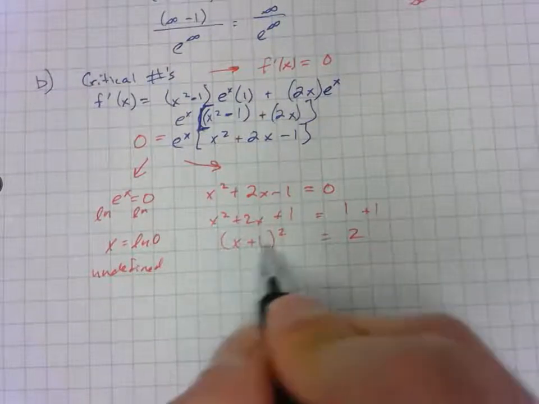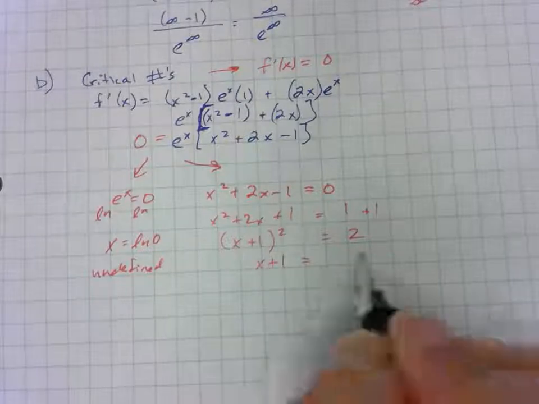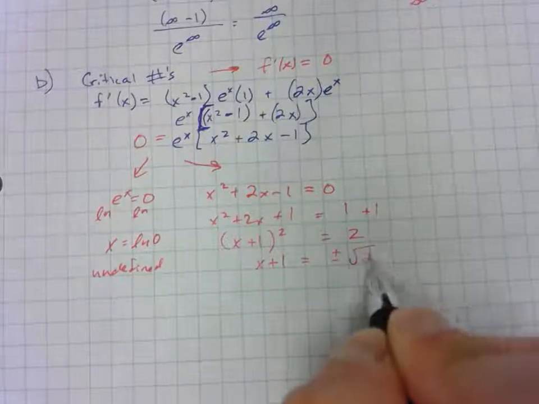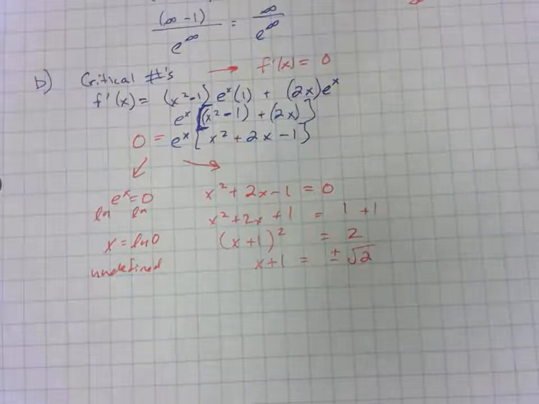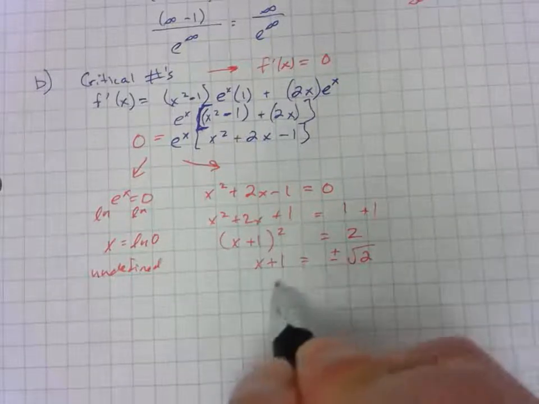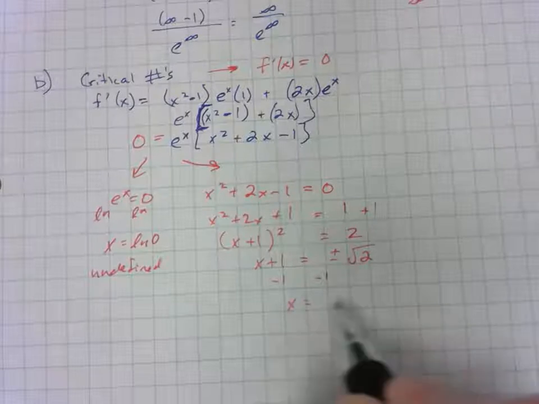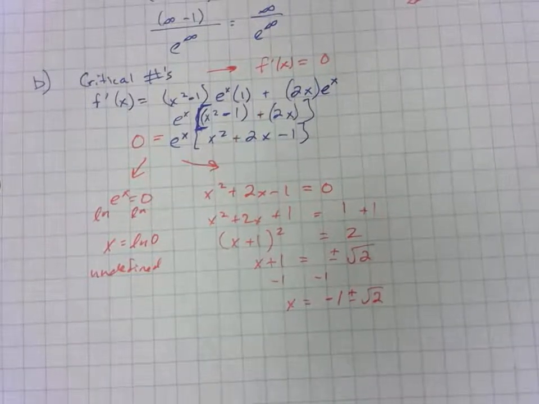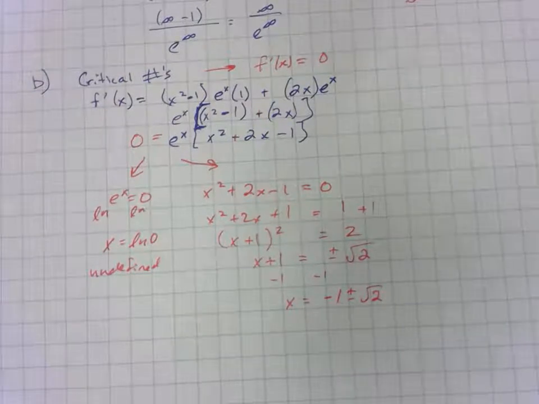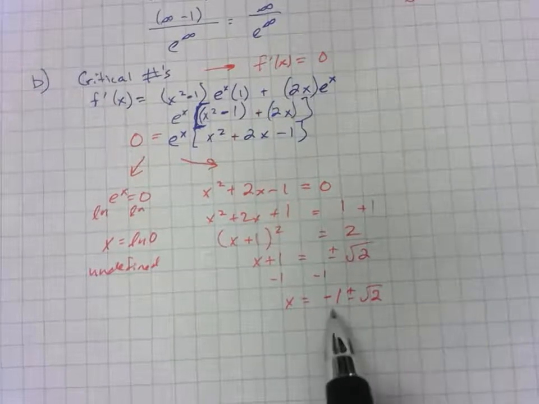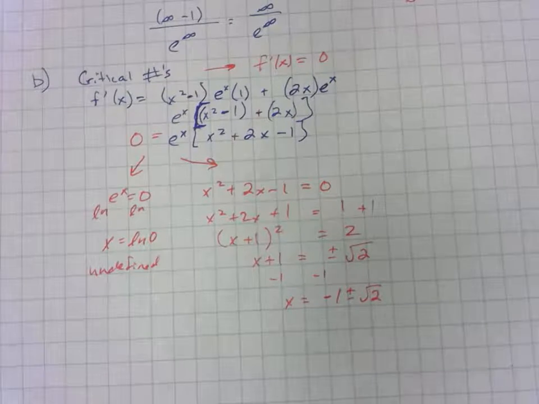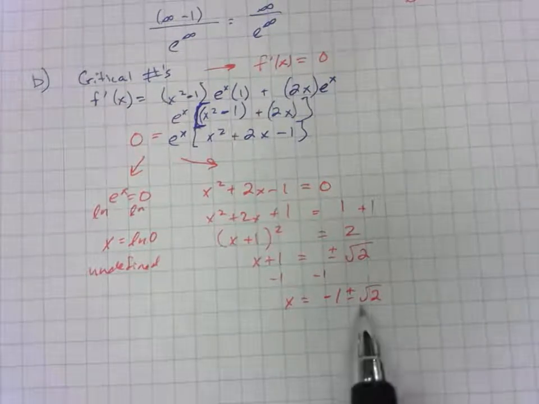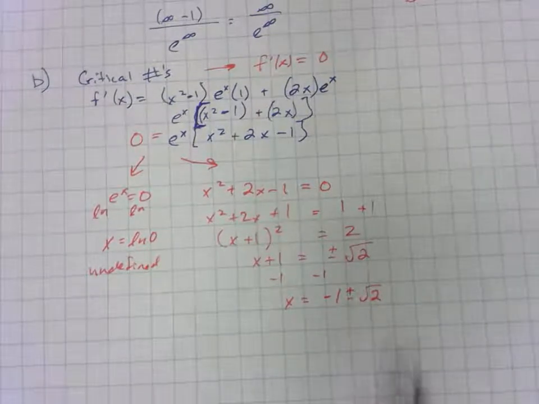And then take the square root of both sides. You get that x plus 1 is equal to plus or minus the square root of 2. And then get x by itself by subtracting 1. You get that x is equal to negative 1 plus or minus square root of 2. So these are our two critical numbers. Negative 1 minus root 2 and negative 1 plus root 2.